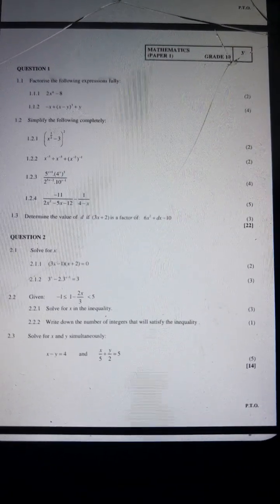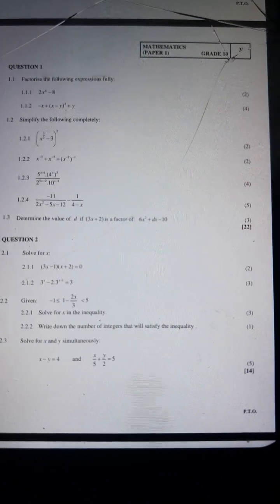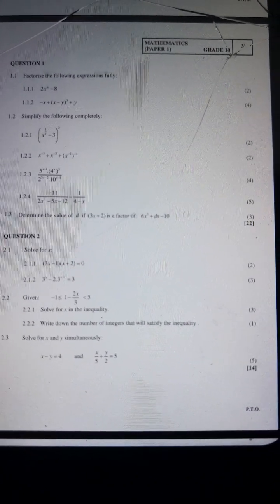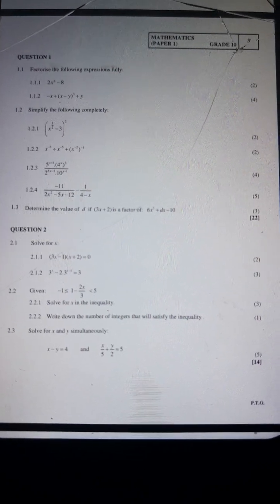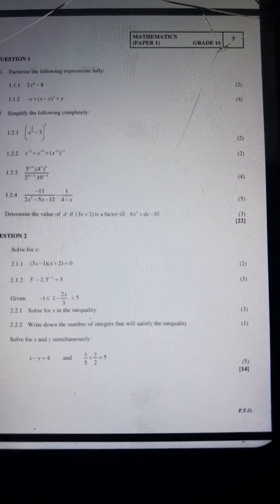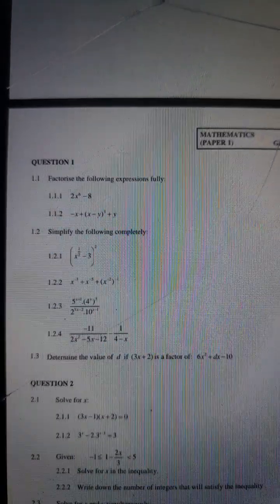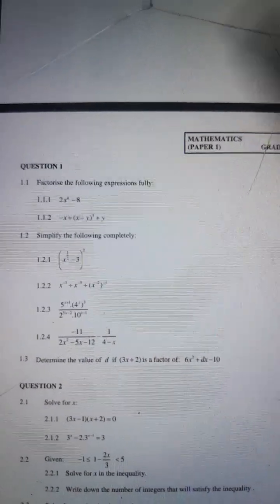It is essential that whenever you enter paper 1, you must know your factorization, the different types of factorization: your highest common factor, difference of two squares, the sum of cubes, the grouping. It's very, very essential that we know it. So the first question, let's see properly what we are given. We are given 2x to the power of 6 minus 8. So that's 2 marks. So let's work it out.